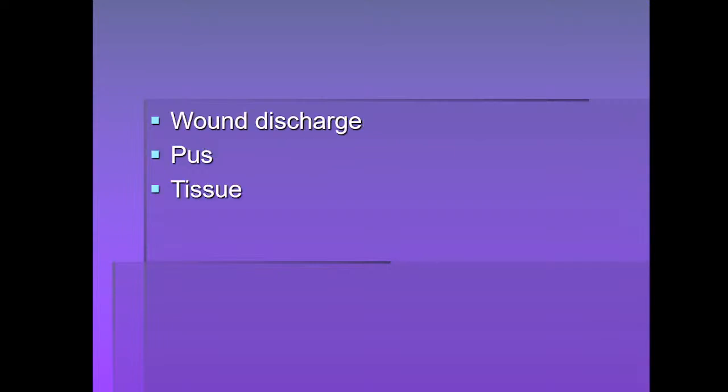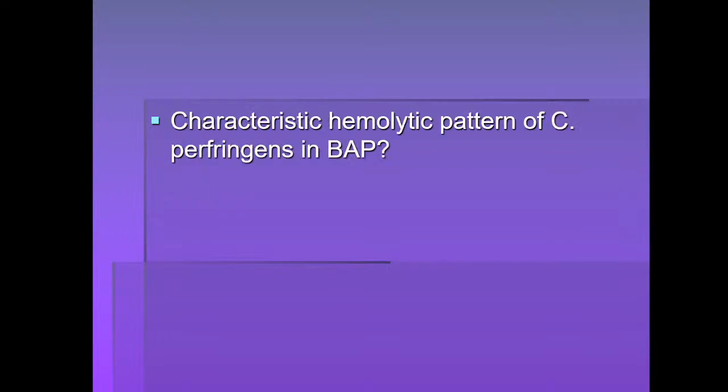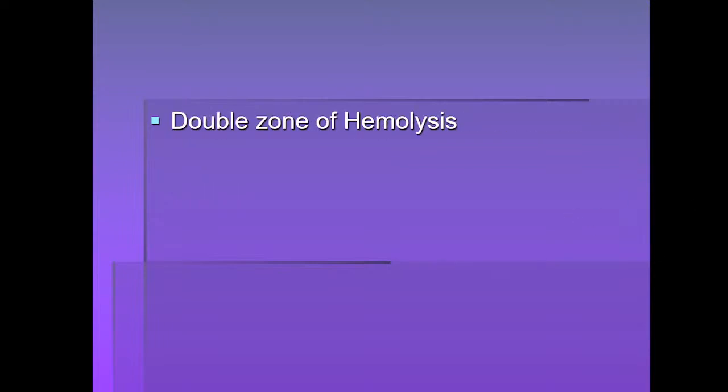All right? The characteristic hemolytic pattern of Clostridium perfringens is double zones of hemolysis. Double zones of hemolysis is like your alpha prime, but unlike alpha prime, it will produce a double halo. It will produce a line that separates the gamma hemolysis and the beta hemolysis and another beta hemolysis.